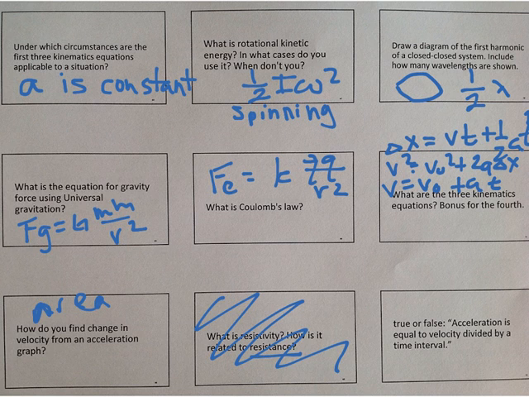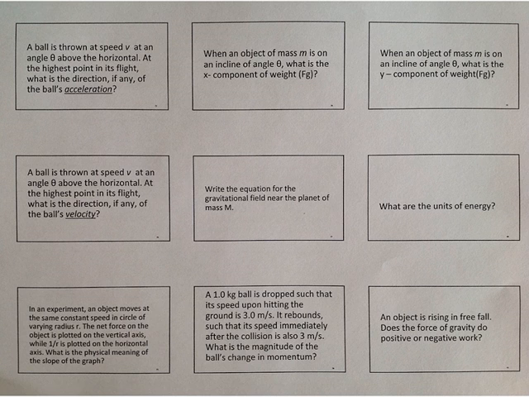True or false, acceleration is equal, kind of, it has to be change in velocity over time. It can't just be any velocity, it has to be a change. Alright, if a ball is thrown at some angle, it really doesn't matter because at any point the acceleration is down and 10 meters per second squared. When an object of mass m is on an incline, what is the x component? That's our mg sine theta.